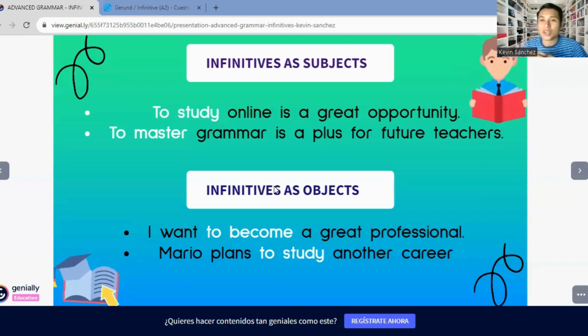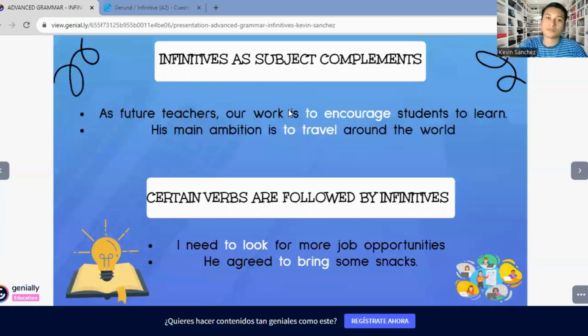And as the answer, you are going to have an infinitive. I want to become, to become. That's the answer. Number two, Mary plans to study another career. What does Mary plan? All right, the answer is pretty simple. It is to study. That is what she plans, to study another career. So there you have infinitives as subject of the sentence and as object of the sentence. Now let's check out some more usage.